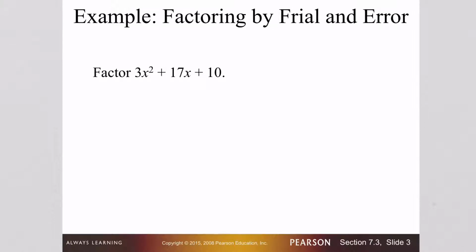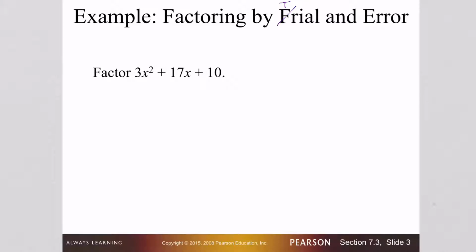Okay, so instead of trial and error, I'm going to teach you factoring by grouping. That's what I'm going to use this whole time, the factoring by grouping method.